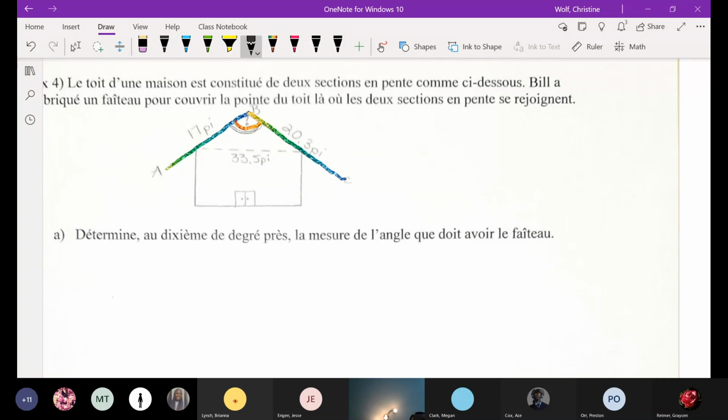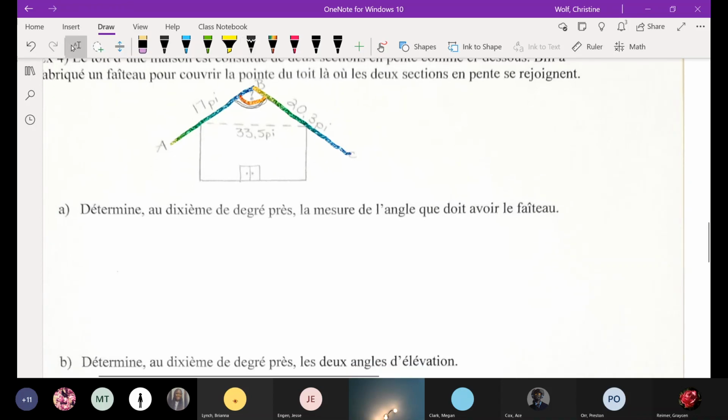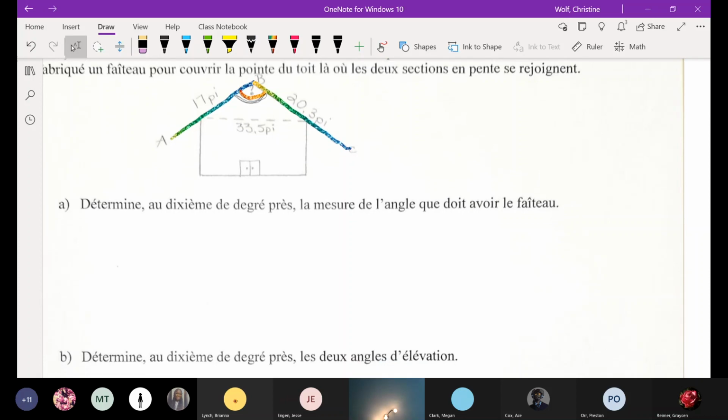So, je cherche l'angle que doit avoir le faîteau là. Je suis donné trois côtés. Côté, côté, côté veut dire que c'est loi de cosinus. Parce que je cherche angle B, j'allais commencer avec côté B. So, ça va être 33,5 au carré égal. Then it's the other deux côtés, 17 carré plus 20.3 carré, moins 2 fois the two sides I just wrote. And then, parce que j'ai commencé avec B, je finis avec angle B. Ça, c'est ce que je cherche. So, je le laisse comme un B.